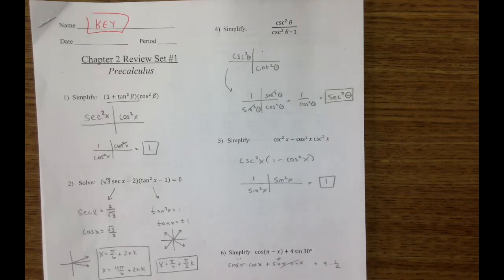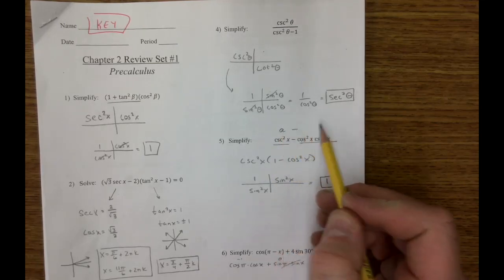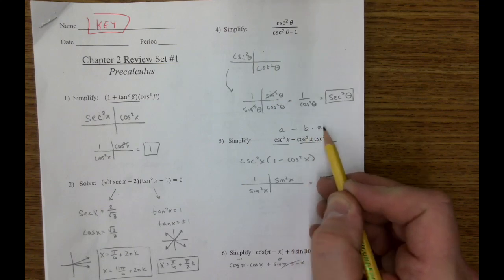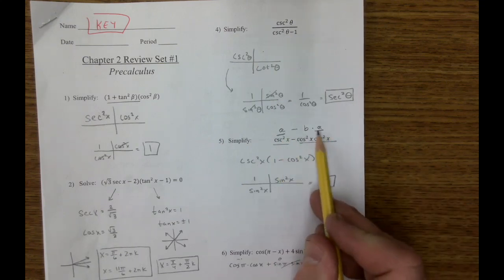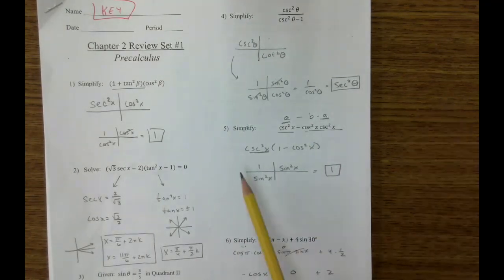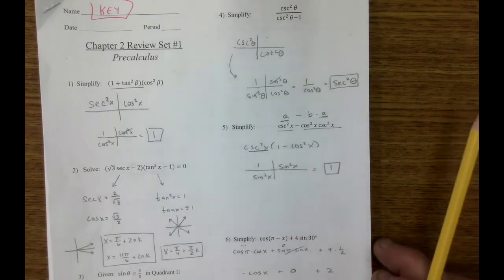Number 5 here. On number 5, I looked at both of these terms, and I noticed that they both had the same factor in there, so I factored out that cosecant, and now I have cosecant times 1 minus cosine. Well, that's sine squared, and those cancel out.